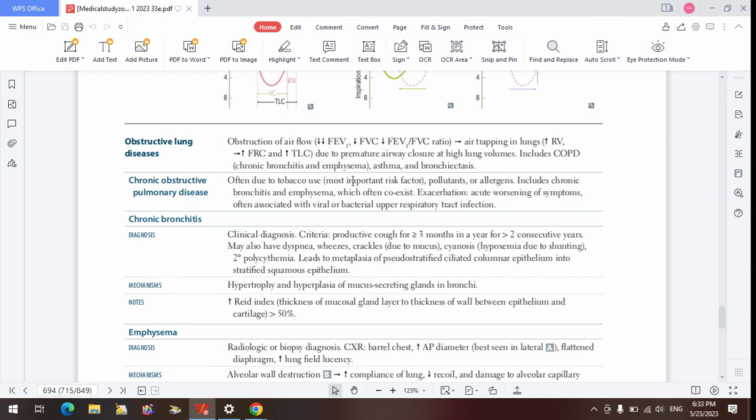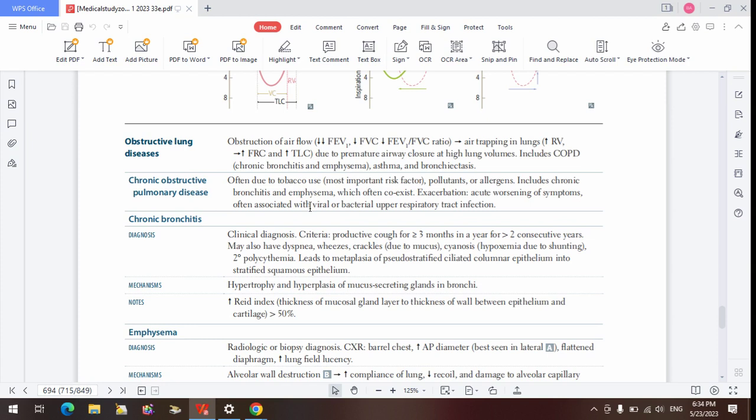Now, the single most important risk factor for someone with COPD is smoking. There's no way they will take that history and not ask about how many years the person has been smoking. It can also be secondary to other pollutants, like smoke from burning fossil fuels or firewood, or allergic exposure. They can all bring about COPD, but the commonest one is tobacco. It can be chronic bronchitis or emphysema, and sometimes both can coexist in one patient, which is very bad.